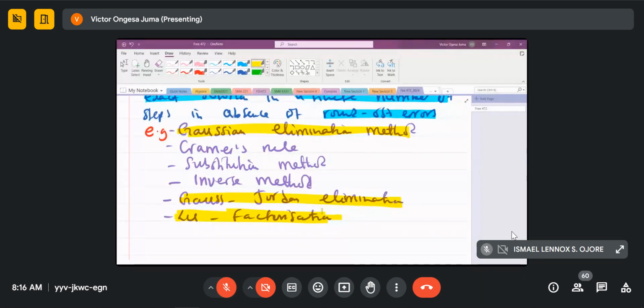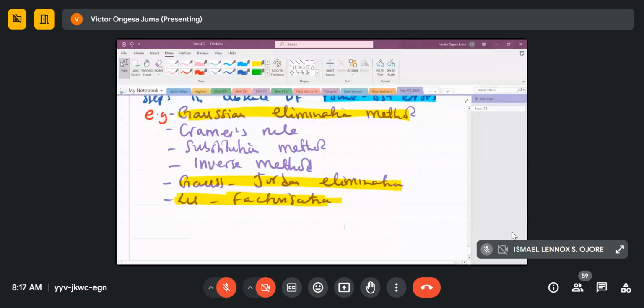For example, the Gaussian elimination method is used to find the determinant of a matrix. The Gauss-Jordan elimination method can be used to find the inverse of a matrix. LU factorization can be used to find the determinant, and can also be used to find the inverse of a matrix. So beyond solving systems of linear equations, we will also use these methods to find those other aspects. If there are no questions, I want us to proceed and look at the Gaussian elimination method.